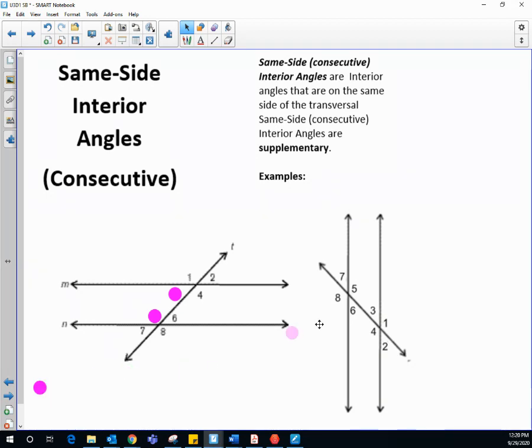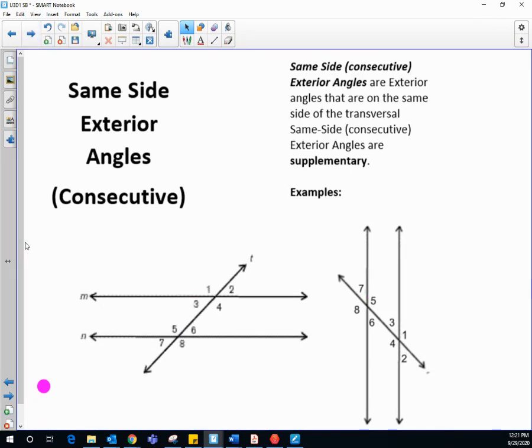So if I do this other figure, we would have, that's my interior angle. I need to be on the same side of the transversal, still in the interior. So in your notebook, go ahead and find another set of same side interior angles.